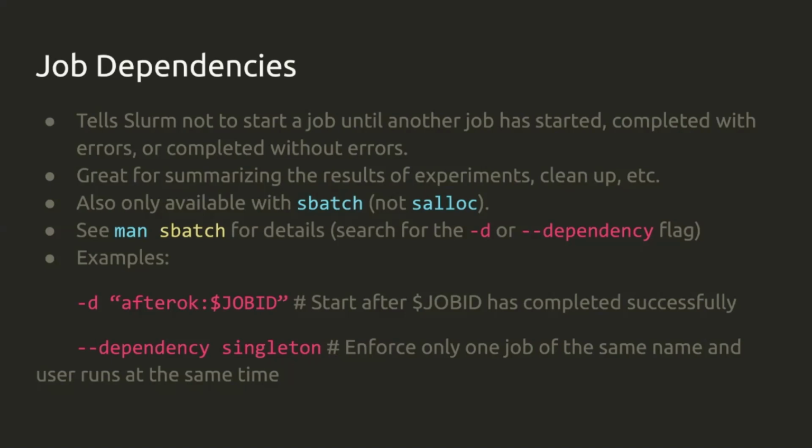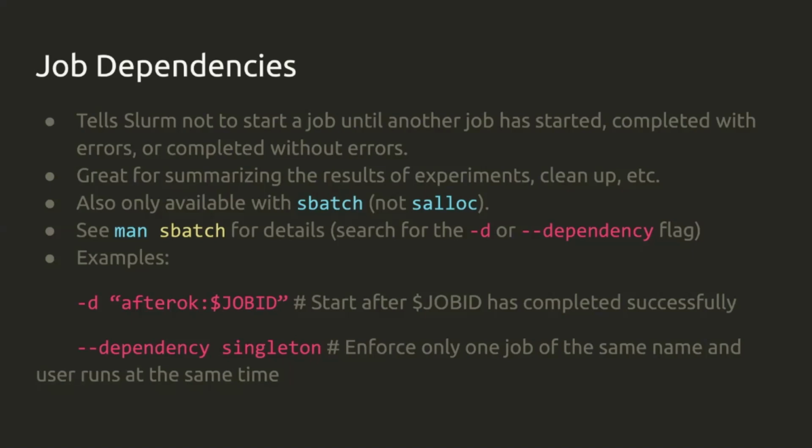So you'll do a -d or a --dependency. Those are synonyms. And in quotes, you could do after OK. So this next job will start after this job has exited with a good status. And I just hand it the job ID there where it says $job ID.